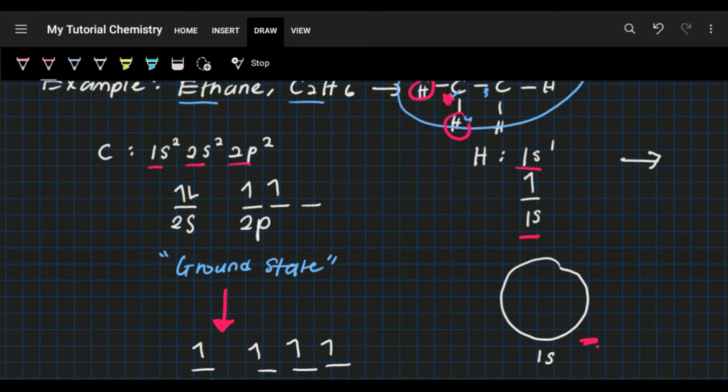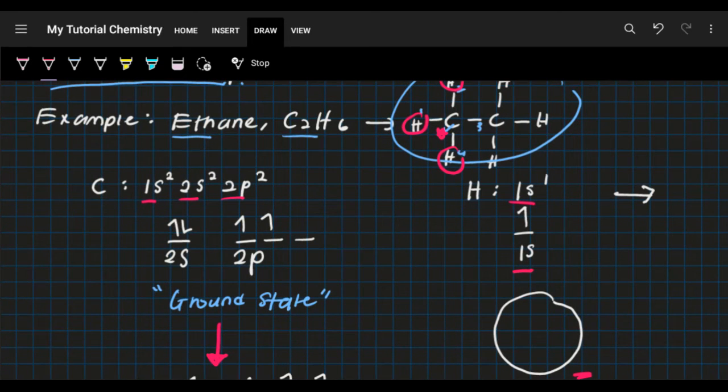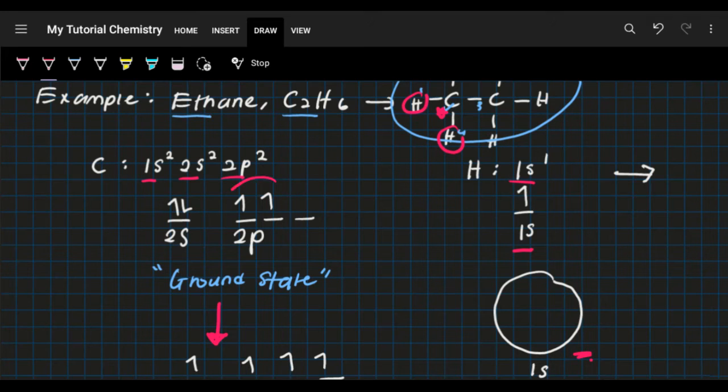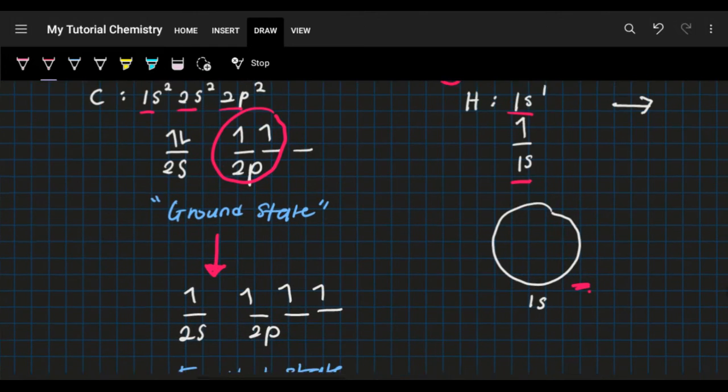If you look at the structure of ethane, carbon has to form four single electrons in its orbitals, but carbon has only 2 single electrons in its orbitals. This is called the ground state. The ground state is the original electron configuration or original orbital diagram for carbon. So, to undergo hybridization, carbon must first go to the excited state.